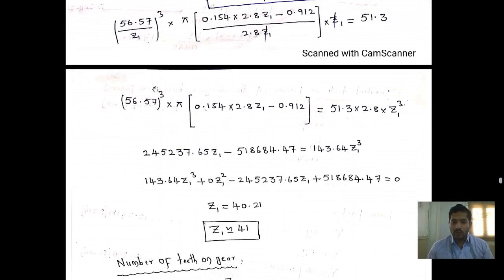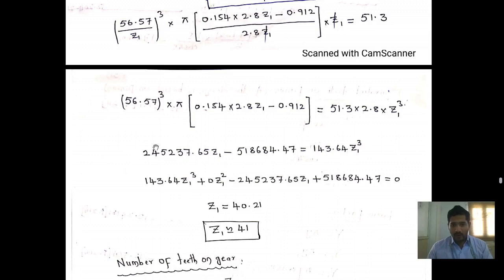If you multiply this whole value, then you will get 245,237.65 z1. Plus into minus should become minus. Again you need to multiply 56.57 whole cube into 3.142 into 0.912. If you multiply, then you will get the answer 518684.47. After that, you need to multiply 51.3 into 2.8, then you will get the value 143.64 z1 cube. Clear, dear?